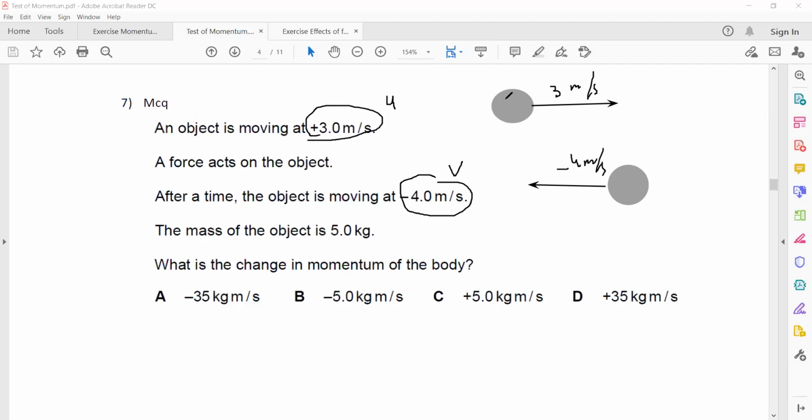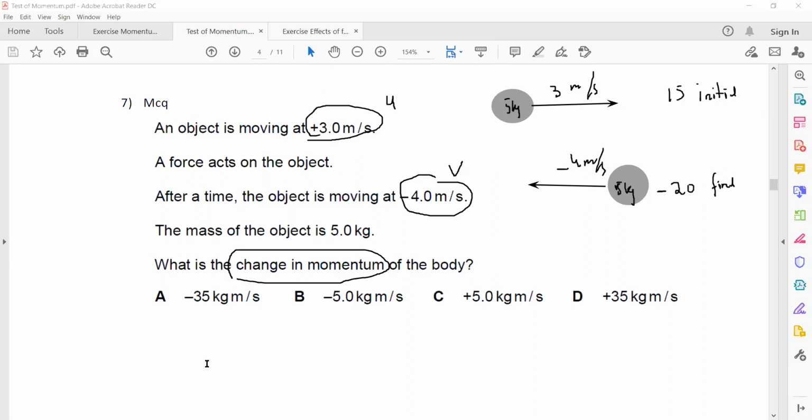The mass of the object is 5 kilograms. So here the mass is 5. The mass does not change. What is the change in the momentum? How to calculate change in momentum? It's final minus initial. So 5 multiplied by 3 will give us 15. And 5 multiplied by 4 will give us 20, but this is minus, so it will give us minus 20. So 15 is the initial momentum and minus 20 is the final momentum.